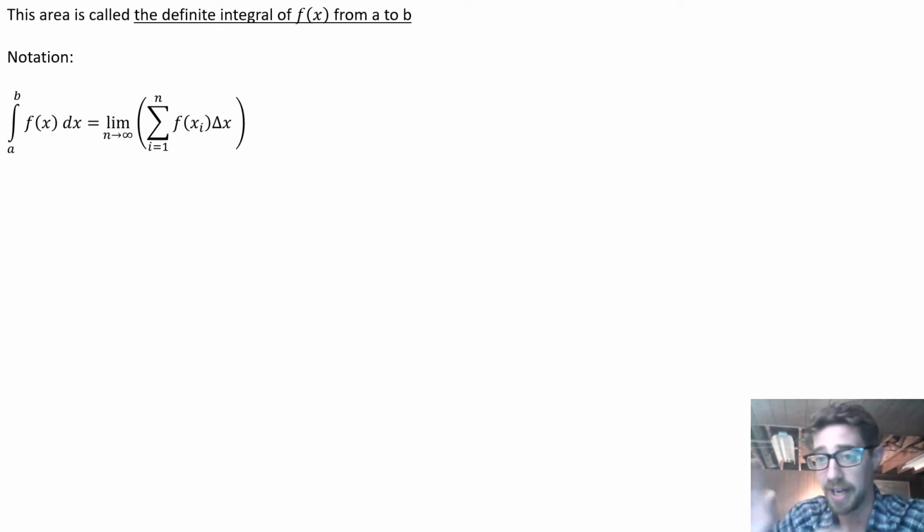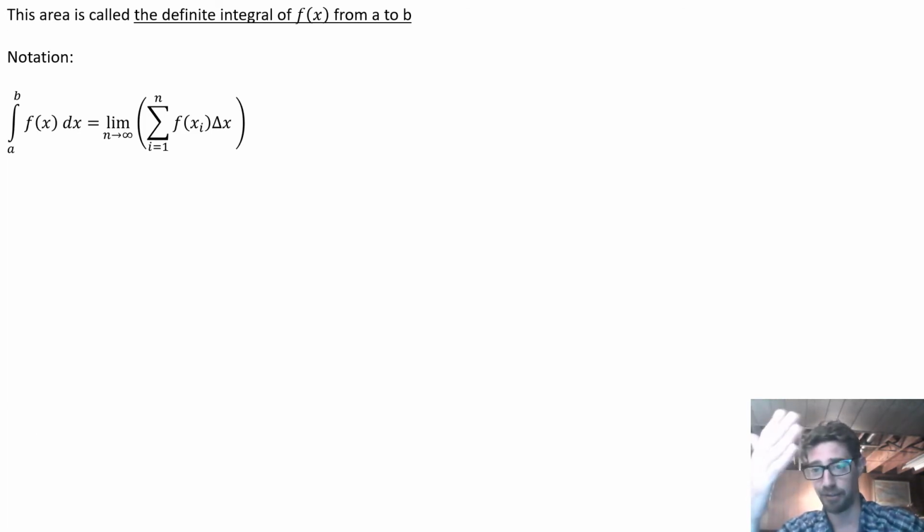So rather than writing all that stuff, writing the limit as n goes to infinity of the sum from i equals 1 up to n of f of x sub i times delta x, we just write it with this thing. You've certainly seen that long s. It is a long s for whatever the Latin word for sum is. And the bottom number is what's called the lower limit of the integral, a. The top number is what's called the upper limit of the integral, b. So it goes from a to b. I'll show you a picture in a second. And then f of x just specifies which function you're talking about. The dx, I'll explain in a second.